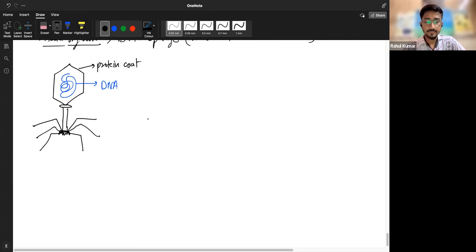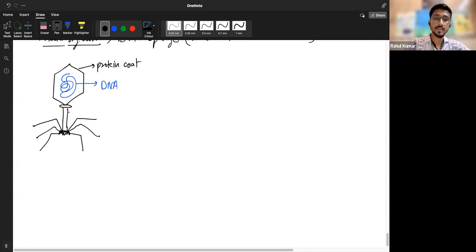This genetic material produces more viral particles inside the bacteria. Because viral genetic material will have information about the viral particle, right?